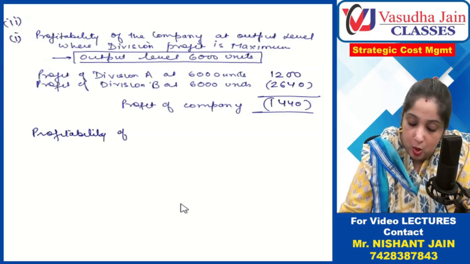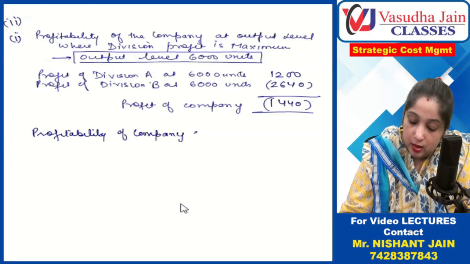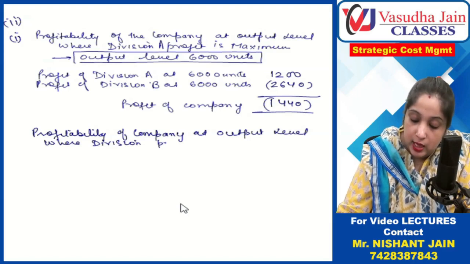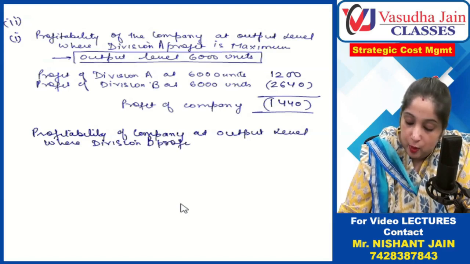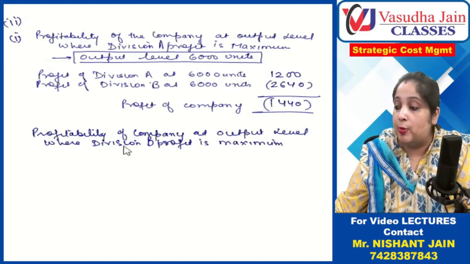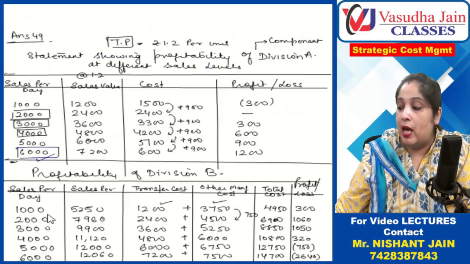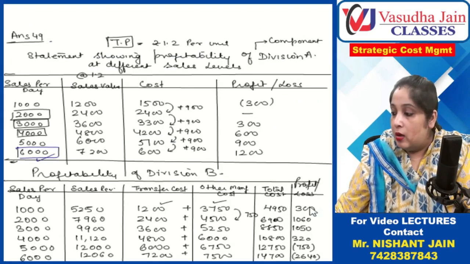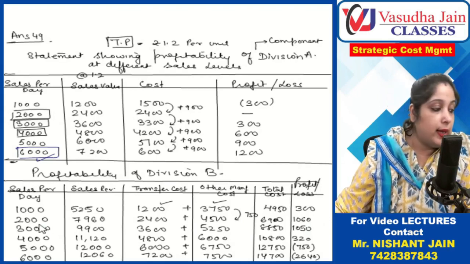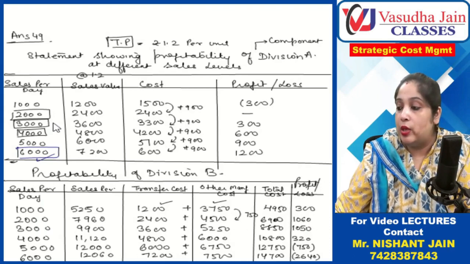Now profitability of company at output level where division, here it was A, here it is now B. Division B profit is maximum. Now let us observe when is division B making highest profit. Division B is making highest profit where? 1060, right? That is at 2,000 units, correct? So let us find out at 2,000 units both division A and B is making how much profit.